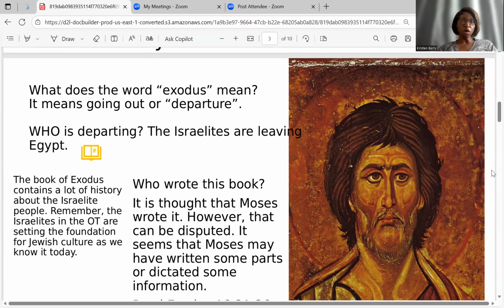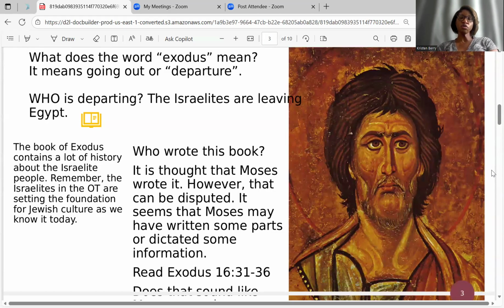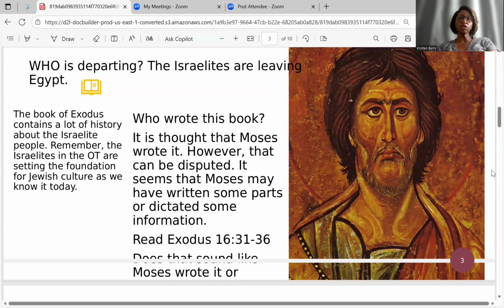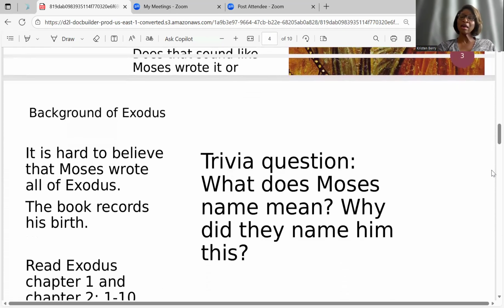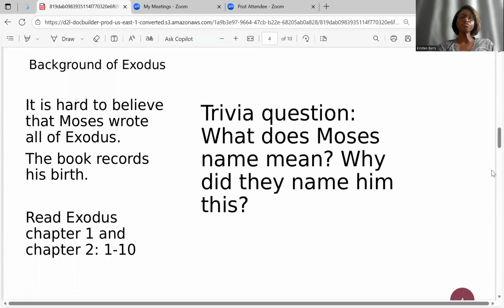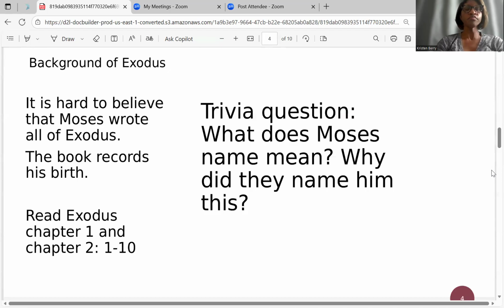but we think, or scholars think, that Moses could have written the book. However, some of that could be disputed because some of the passages in Exodus seem like he didn't write them. If you go to Exodus 16:31 through 36, it sounds like Moses didn't write it, like somebody else could have written it for him, which I'm sure means there might have been a lot of hands in this writing.